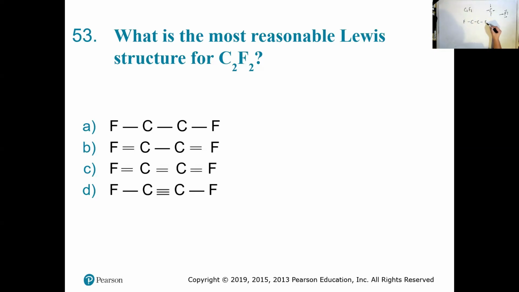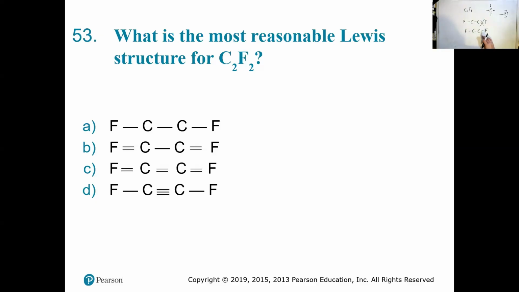Structures that have fluorine making a double bond, no good. Fluorine doesn't want to make a double bond. Fluorine wants to make 1 bond. So choices B and C do not make any sense because fluorine does not make double bonds. Our answer choice A, F, C, C, F, this looks like what we originally sketched out.